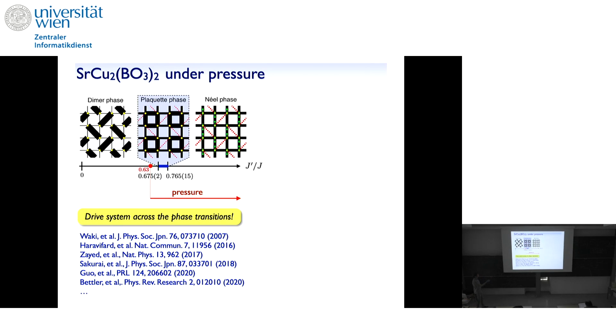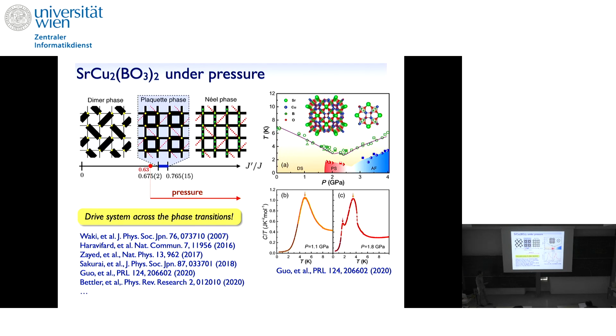then effectively change the ratio J prime over J. That was achieved already in a series of experiments, in particular in this paper here, where they performed specific heat measurements. What they found is essentially that here they're in the dimer phase, and then down here they found another feature in the specific heat, a smaller peak, which they identified with the plaquette phase, and then here eventually there's the antiferromagnetic phase.